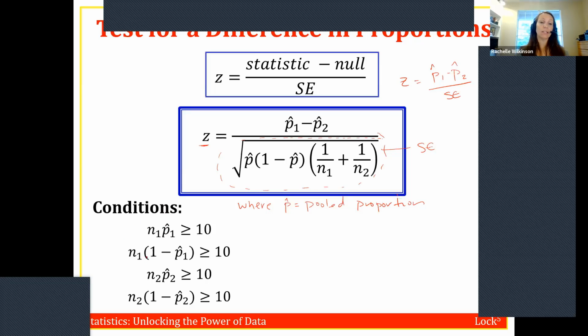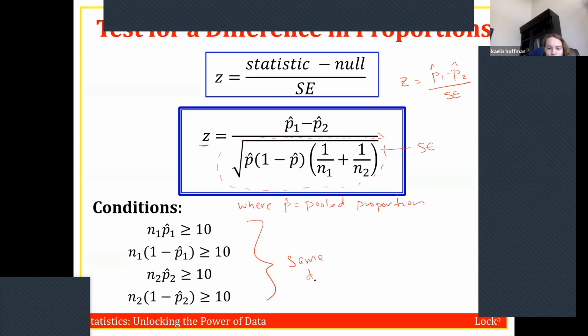The conditions for the normal approximation are the same as they were for the confidence interval. So N1 times P hat 1, N1 times 1 minus P hat 1, N2 times P hat 2, N2 times 1 minus P hat 2, all greater than or equal to 10. This is kind of important because remember when we talked about one proportion, the conditions were different depending on if we were doing a confidence interval or a hypothesis test. But when we're comparing two proportions, the conditions are the same. So I'm going to put same as confidence interval.